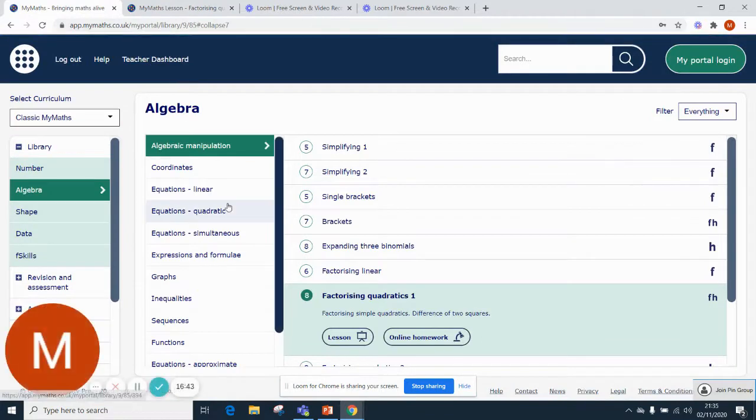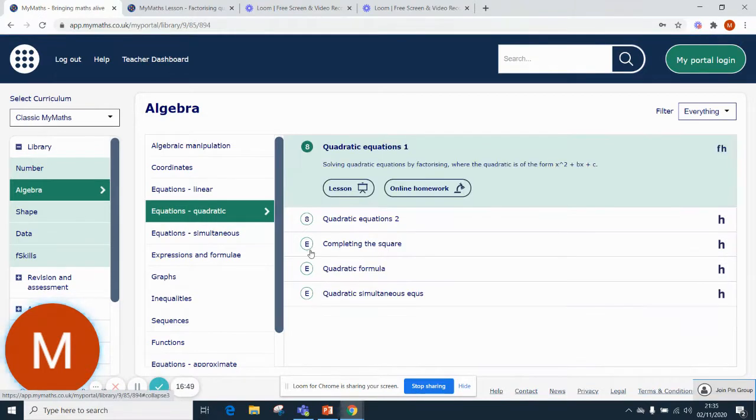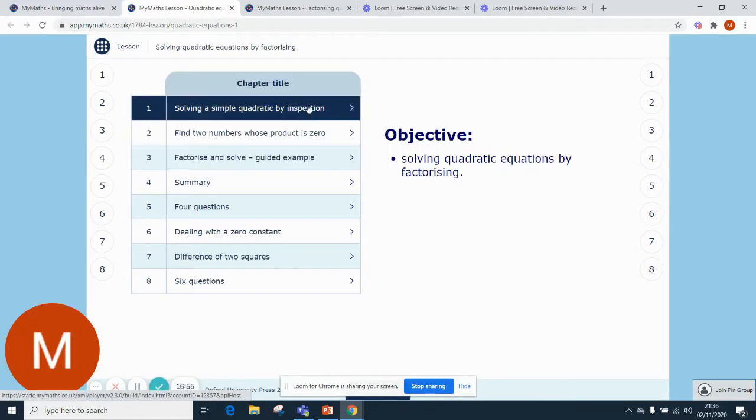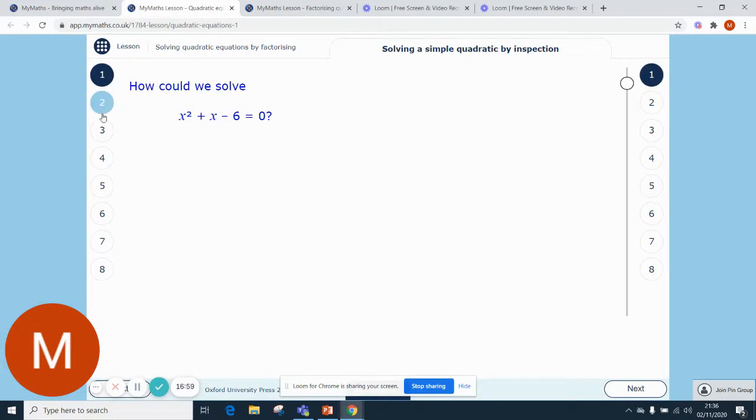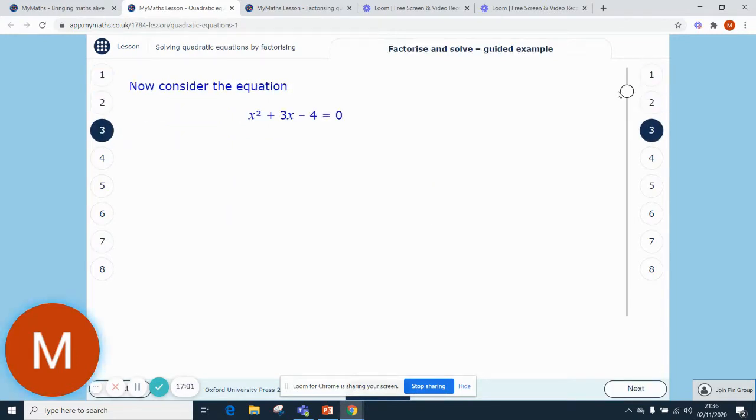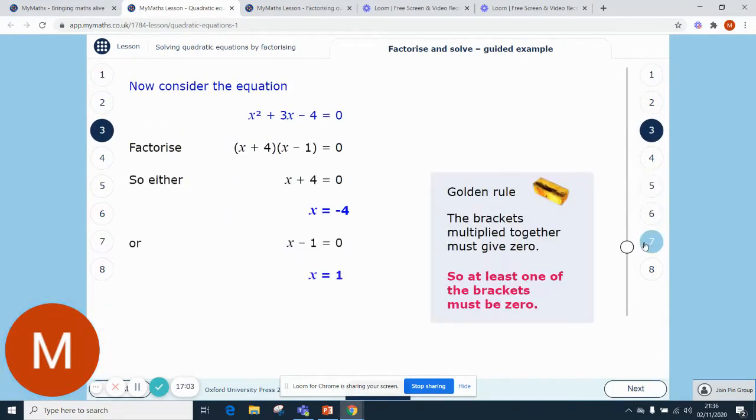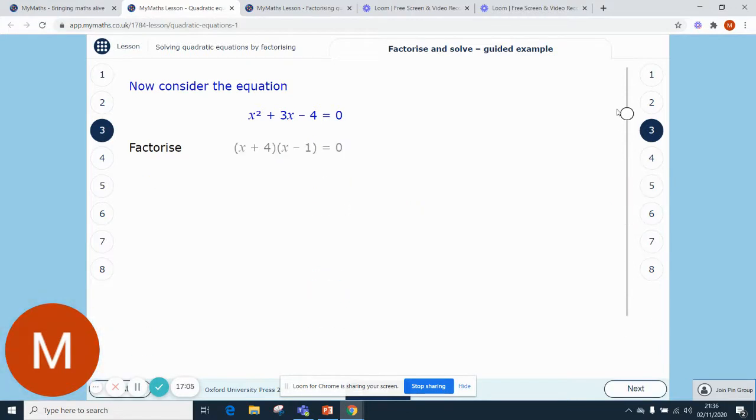Okay, if you get that but you don't get the solving equations, so I'm going to click here, equations quadratic, and again the first one, click on the lesson, and it's going to take you through everything that we have done. So all the things I've done today plus more, you've got some extra help there. Or ask in the chat if you need some extra help.